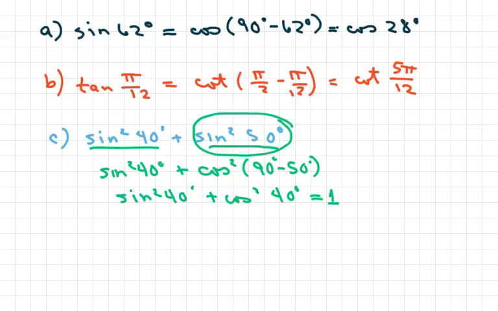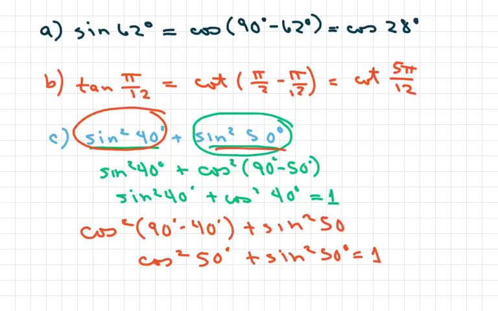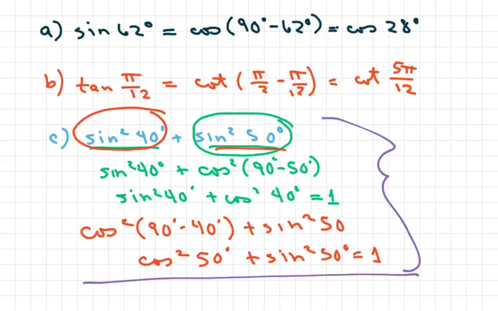Or you could have changed this one to cosine squared by doing cosine squared of 90 minus 40 plus sine squared of 50, which I'm just copying down now. So this is going to be cosine squared of 50 degrees plus sine squared of 50 degrees equals 1. Now this set right here is what I'm going to do in the next two videos. We're going to do much more complicated problems using the complementary angle theorem.